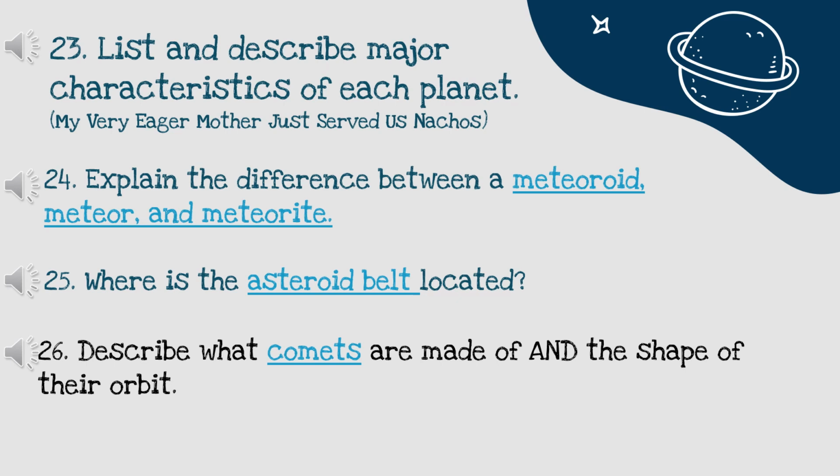Number 27, describe what comets are made of and the shape of their orbit. Comets are composed of ice, dust, and rock. Some people call them a dirty snowball. They have a very elliptical orbit, and they orbit around the sun. When they get too close to the sun, they exhibit a bright tail behind them.